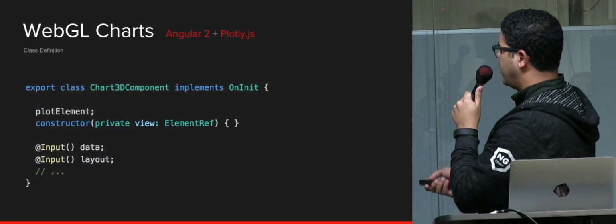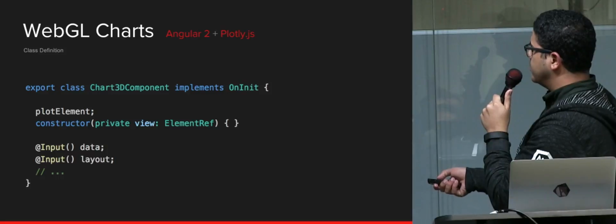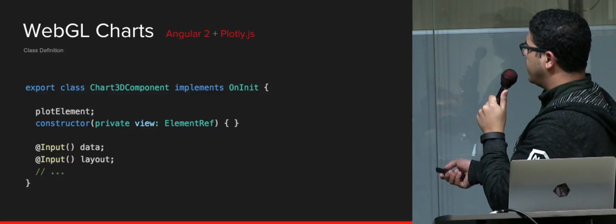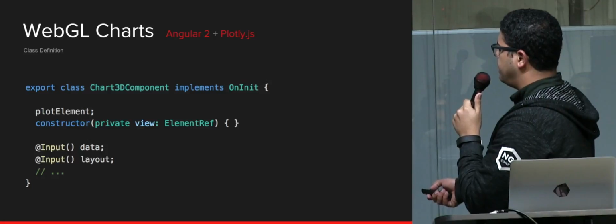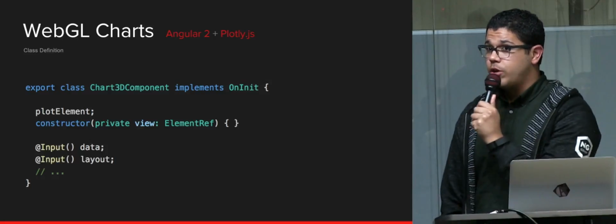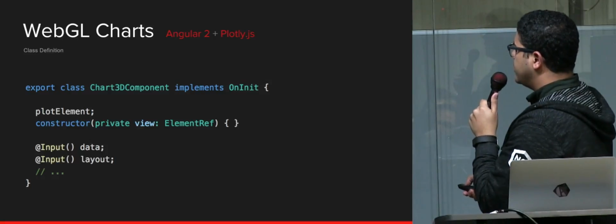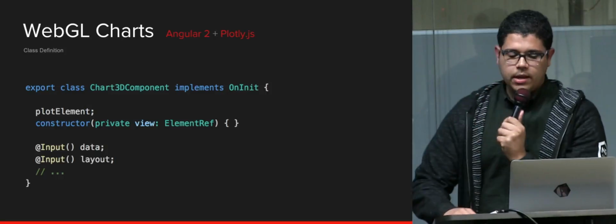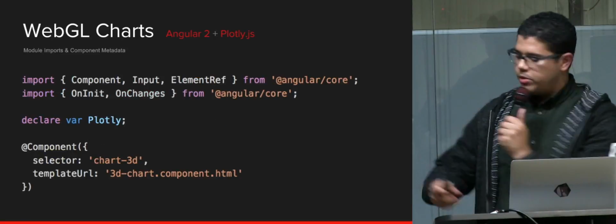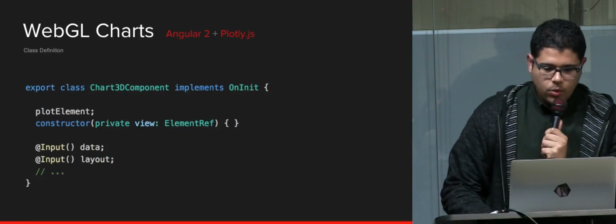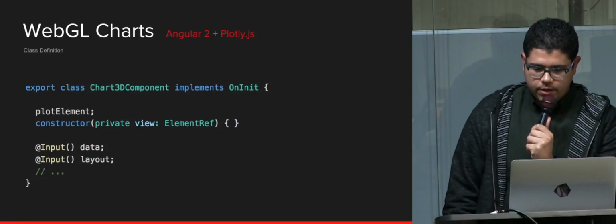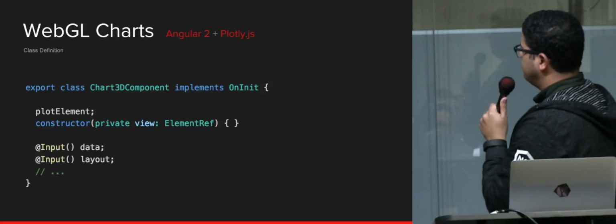Great, so we have a custom property called plotElement. We're implementing the OnInit. And then we have dependency injection here in the constructor. What we're doing is using our ElementRef that comes from our imports right here. We're creating an instance of it, and we're calling it view.